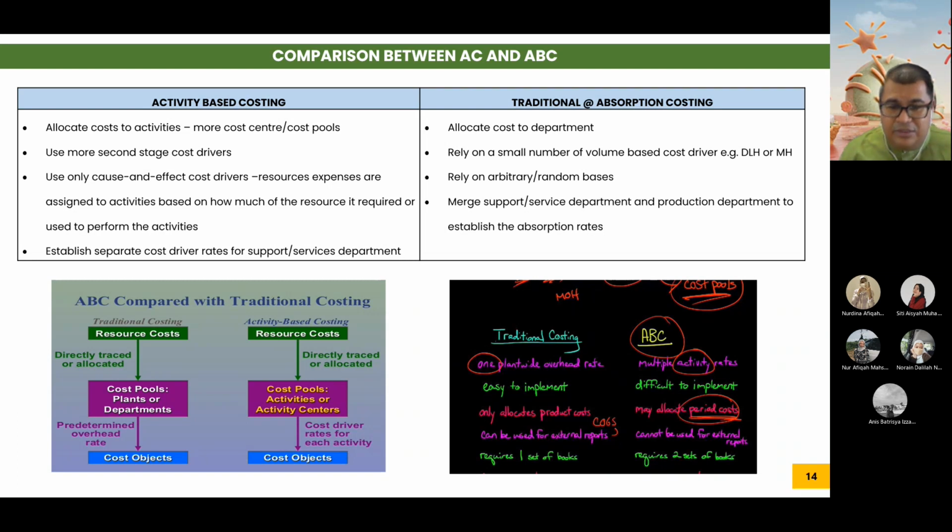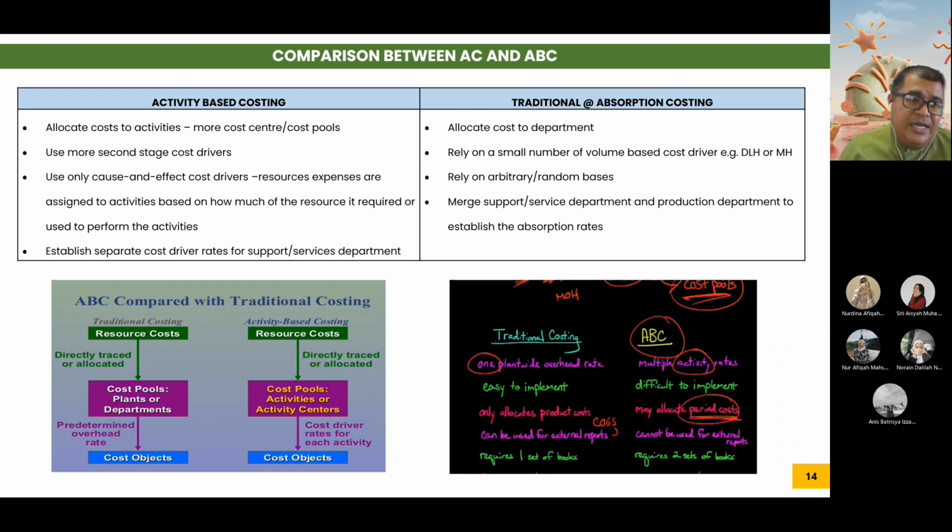Untuk ini kita ada, contohnya kita ada banyak driver lah, and cost driver tu kita allocate based on setiap department tu. So below ni ada differences lah yang saya just crop from internet. Okay, yang hitam ni traditional costing versus ABC. One plant wide overhead rate, multiple activity rate. Easy to implement, difficult to implement. Only allocate production cost, may allocate period cost as well. Can be used for external report, cannot be used for external report. Require one set of book, requires two set of book.